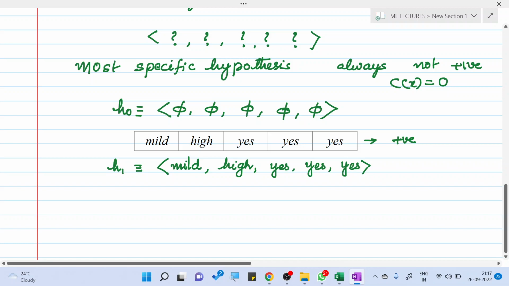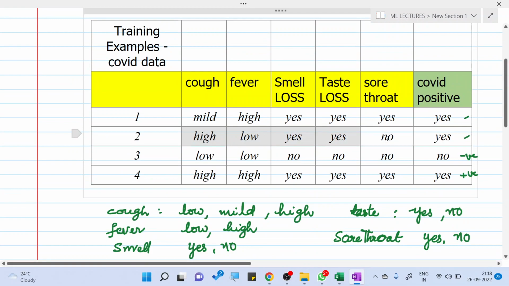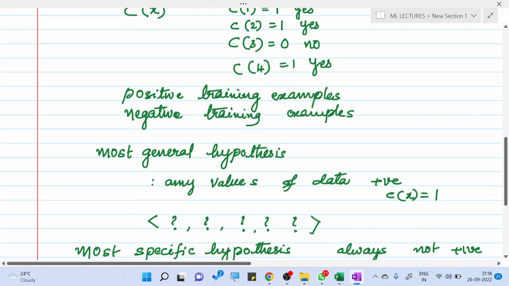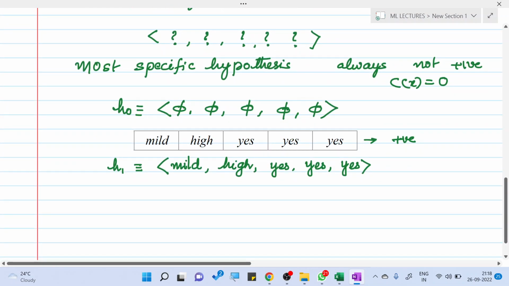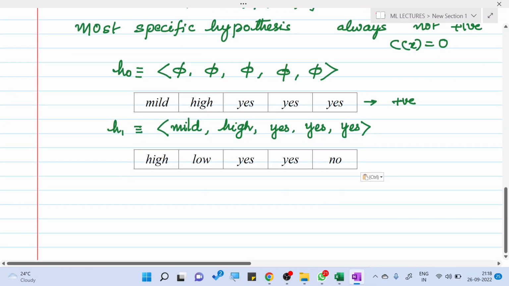So, what have I done? I have started with the most specific hypothesis. Then I have updated my hypothesis based on the first positive example. Now, let us take the second positive example and try to update it. What is the second positive example? Here it is. So, let us consider the second example and write H2.